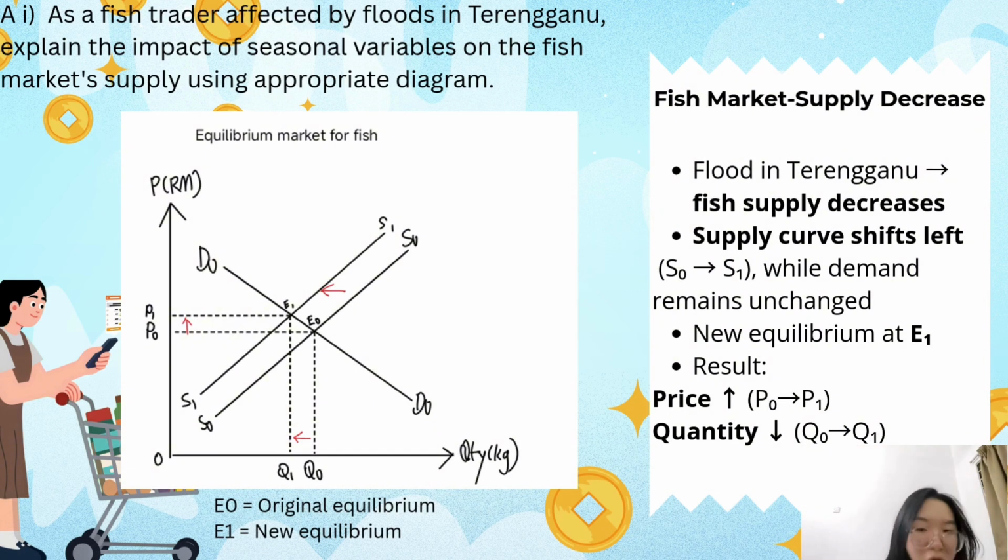As a result, a new equilibrium is formed at E1. The equilibrium price increases from P0 to P1, while the equilibrium quantity decreases from Q0 to Q1. This shows that a decrease in supply will lead to a higher price and lower quantity in the fish market.